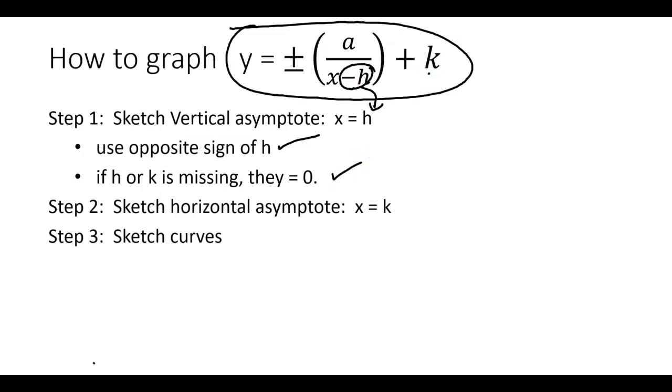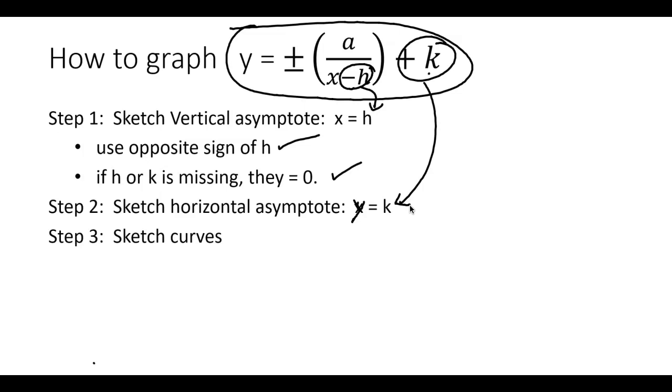Step 2, we're going to sketch the horizontal asymptote. We need to fix this, you guys. This should not say x, this should say y. So can you change that to y on your paper? We want to sketch the horizontal asymptote, y equals k. That comes from this number here. Notice that one's not an opposite sign. So we do the opposite sign of h, but not the opposite sign of k. And then we're going to sketch the curve.